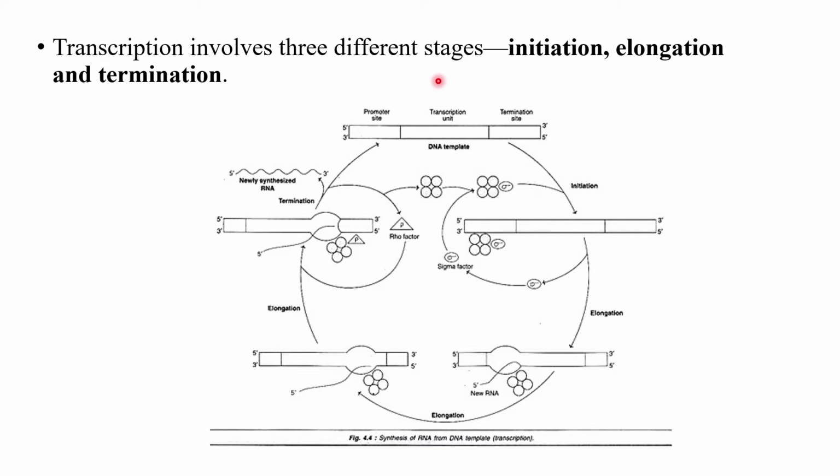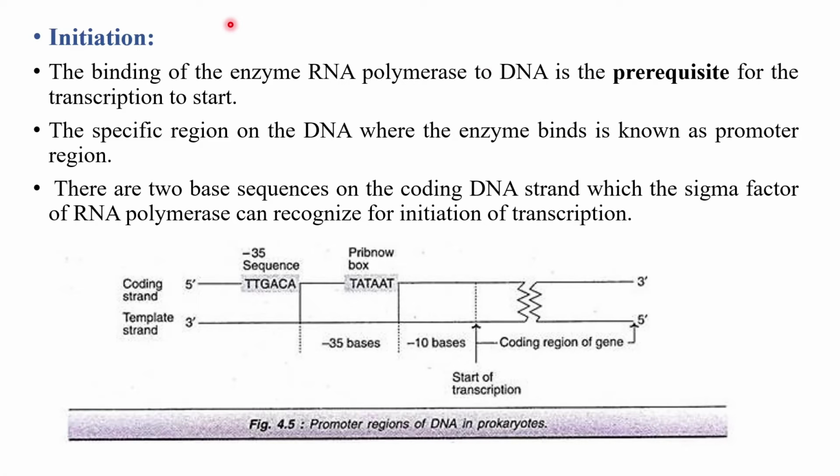Transcription involves 3 different stages: initiation, elongation and termination. Now initiation: the binding of the enzyme RNA polymerase to DNA is the prerequisite for transcription to start. Now what is a prerequisite? Prerequisite means things that are required. Here RNA polymerase is essential for transcription, so it is the prerequisite for transcription to start.